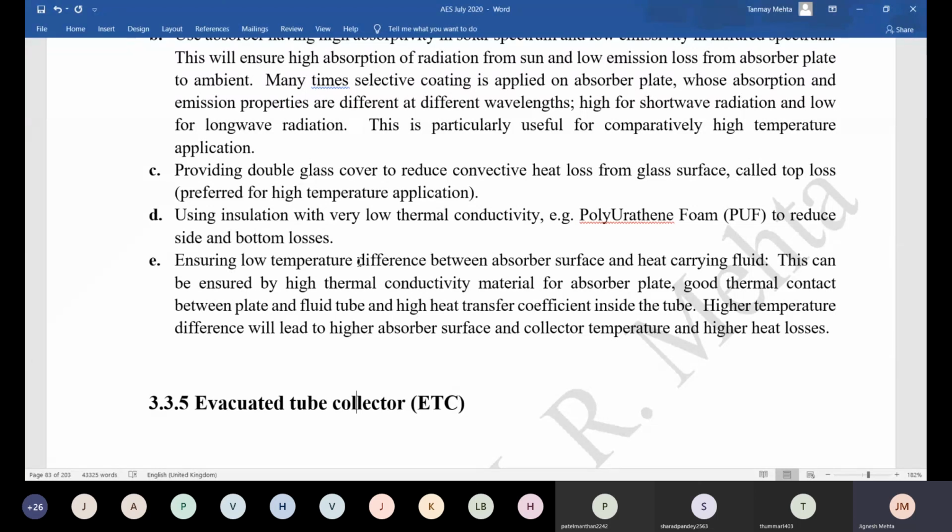And ensuring low temperature difference means having a thin absorber plate, having high thermal conductivity for the absorber plate, and the design of the tubes should be such that the heat transfer coefficient through the tube is high. With the help of these things you might be able to keep the temperature difference over the plate small, and in that case you will have somewhat lower losses from the absorber plate. So these are some of the measures which should be taken to improve or keep the efficiency of the flat plate collector high.